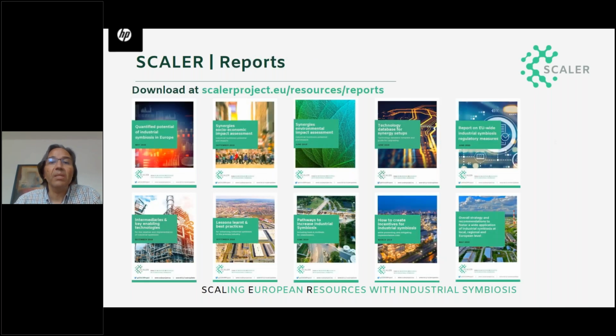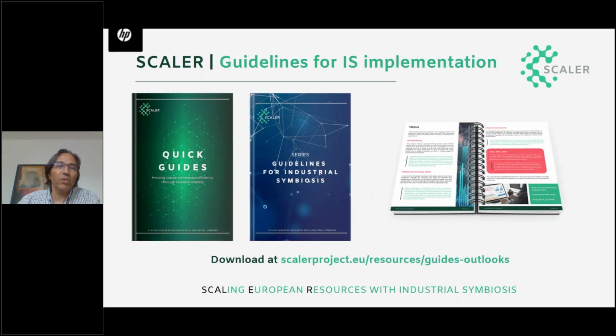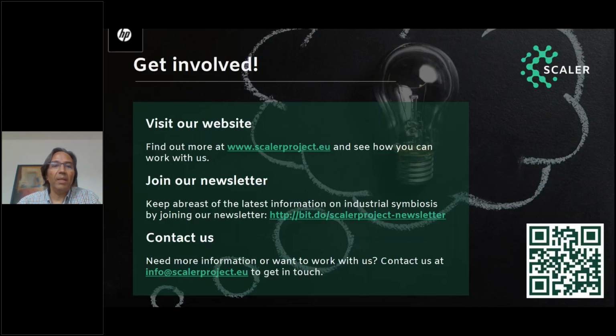These reports give you a lot of detailed information about what we did in the project, the different areas. We also did some quick guidelines and some guidelines for industrial symbiosis, which provide you in a synthetic way a lot of information for people that would like to start implementing industrial symbiosis projects. And of course, you can visit our website to find more information.